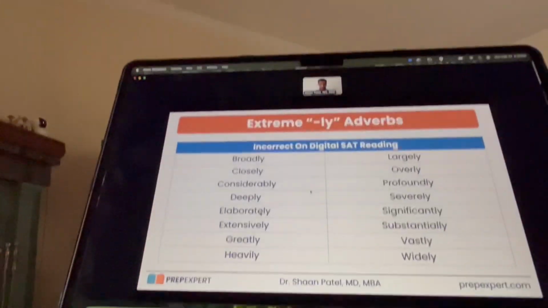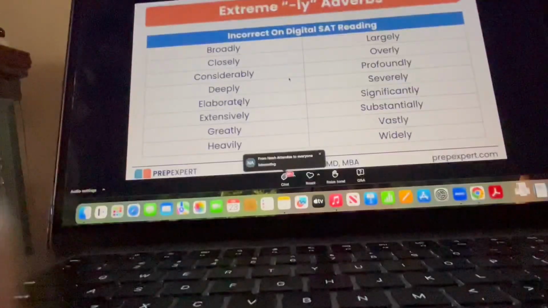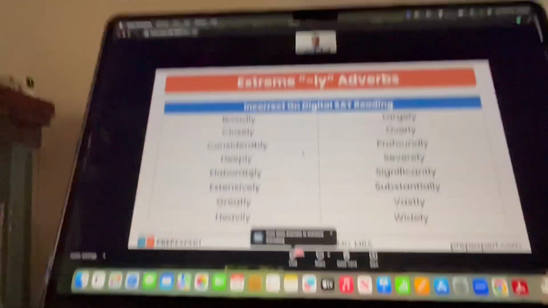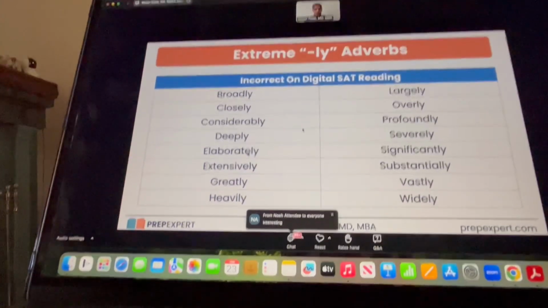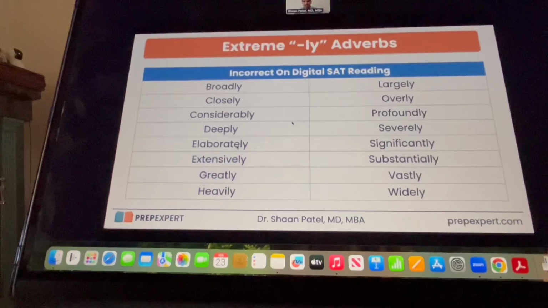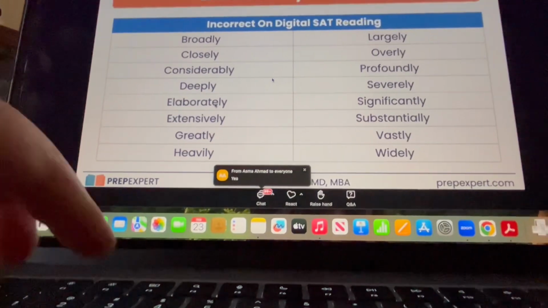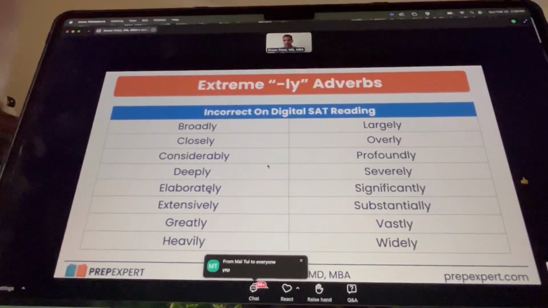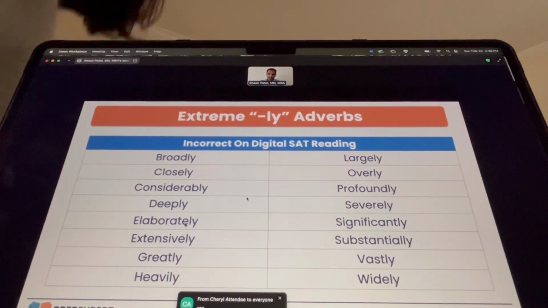So what are some examples of extreme ly adverbs? It's words like elaborately, extensively, significantly, substantially. Does everyone see why these are extreme ly adverbs? Again, you don't need to write these all down right now. You don't need to screenshot it. You'll get a copy of the slides. We'll email it to you later today after today's webinar. But does everyone understand what these extreme ly adverbs look like? You can memorize them later.